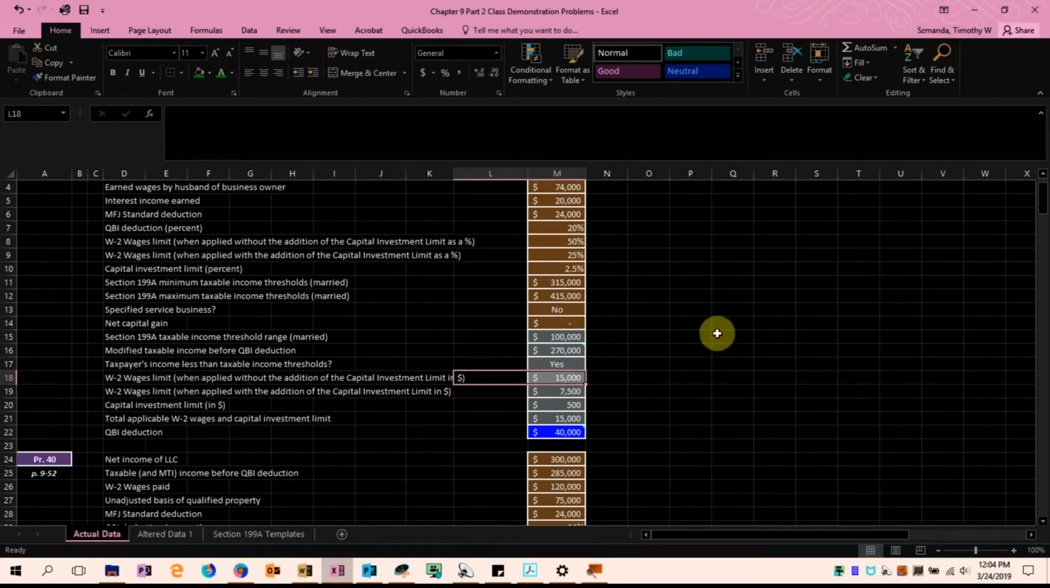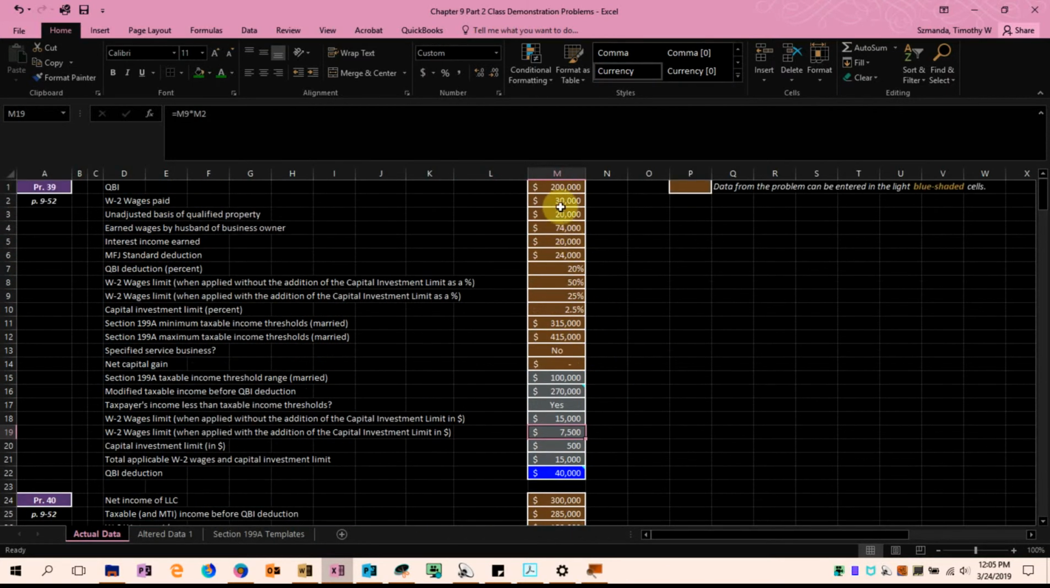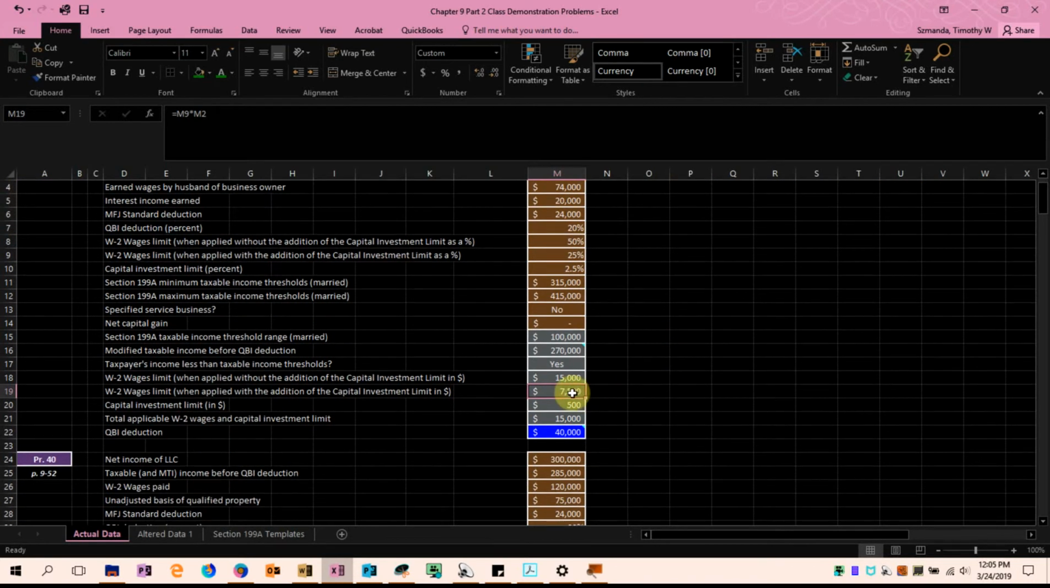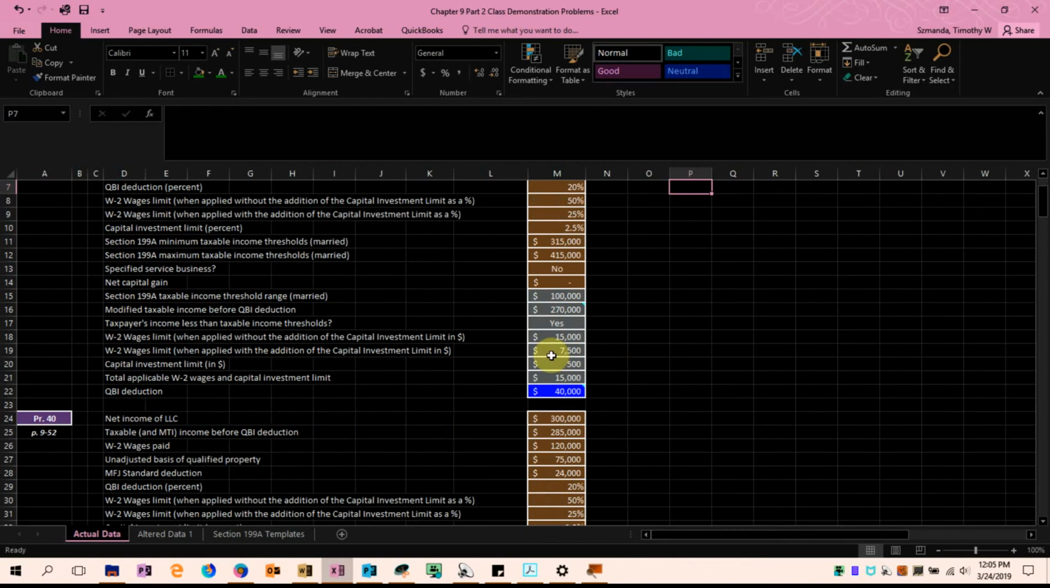And we're going to compare that to 25% of those wages. So 25% times 30 is 7,500, plus 2.5% of our capital investment, which is 2.5% times the $20,000, which is the unadjusted basis of our property. And we're going to add these two together, and that totals 8,000. So which is greater, 8,000 or 15,000? Of course, 15,000 is greater, so I'm going to list the 15,000 down here.